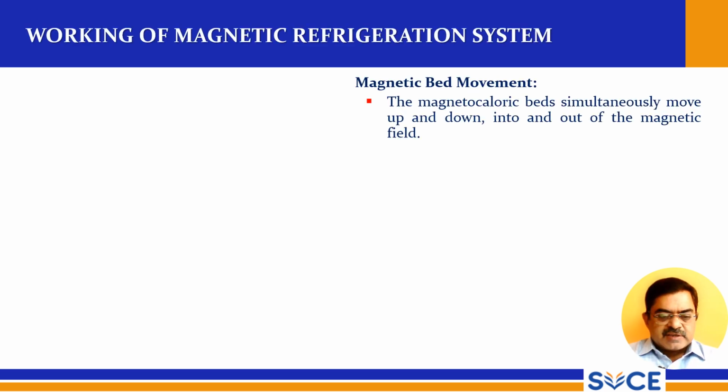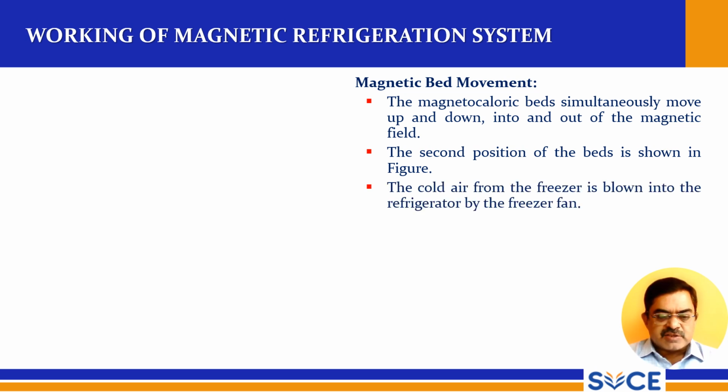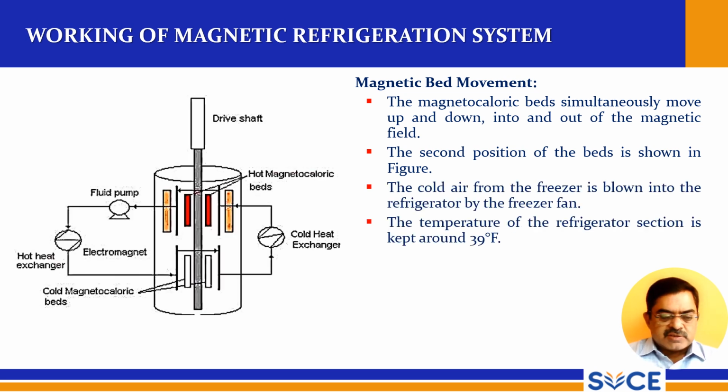And this is the magnetic bed and bed movement. The magnetocaloric beds simultaneously move up and down. So this is the diagram. Here this is the electromagnet and hot heat exchanger. These are cold magnetocaloric beds, and these are hot magnetocaloric beds, and this is the drive shaft and the cold heat exchanger. The magnetocaloric beds simultaneously move up and down into and out of the magnetic field. The second position of the beds is shown in the figure.